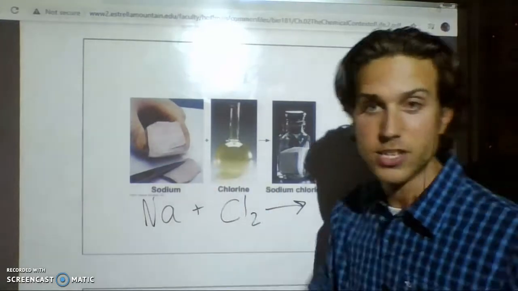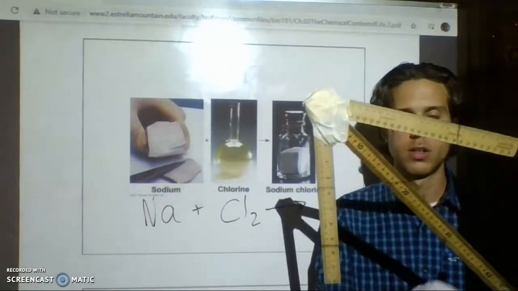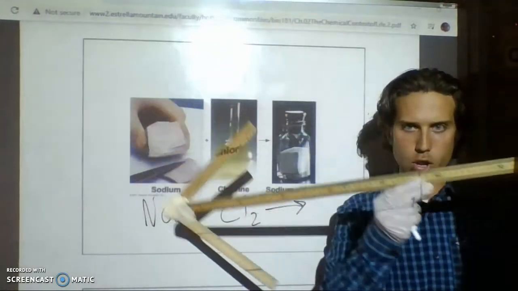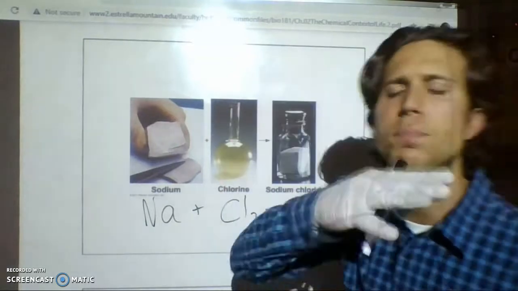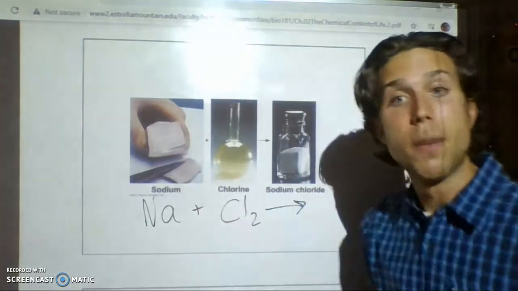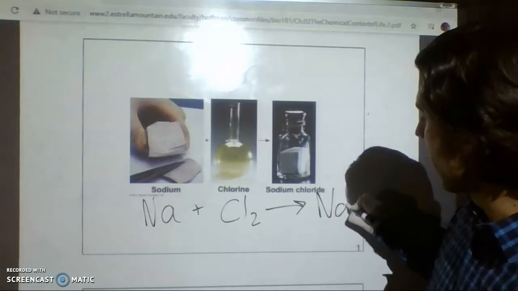Yields. Okay, we have a yield sign. By the way, this is on the back page or the second page of your notes. So my yield sign here, the mighty yield sign, is breaking up the reactants and the products from each other. So this yields NaCl.